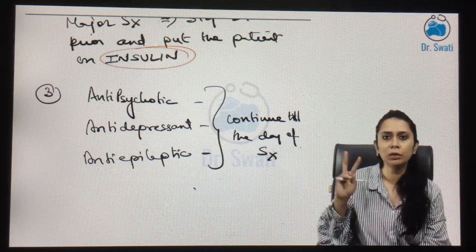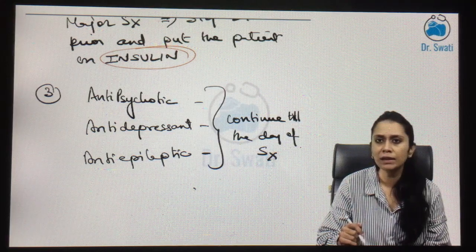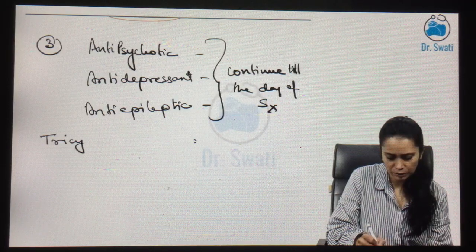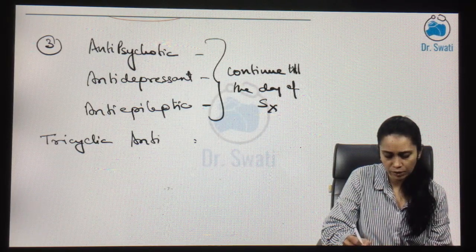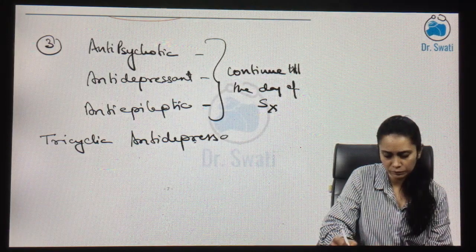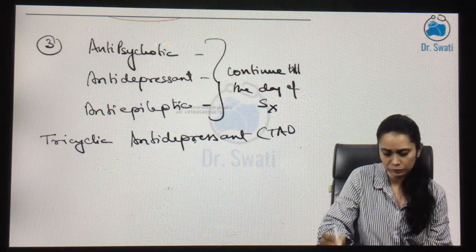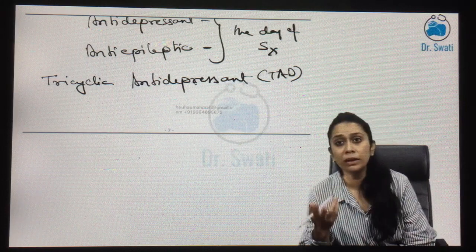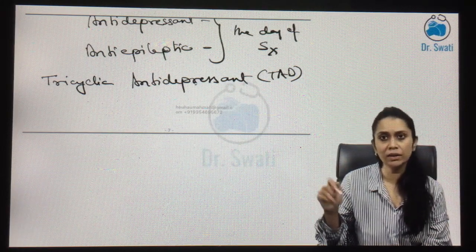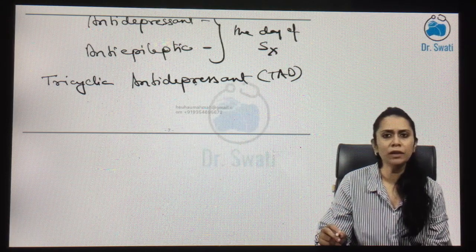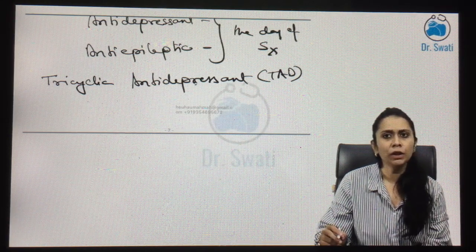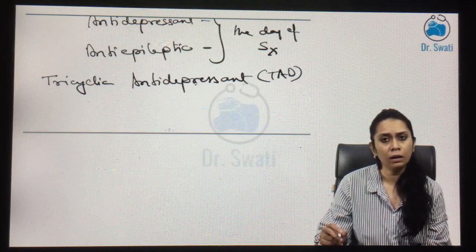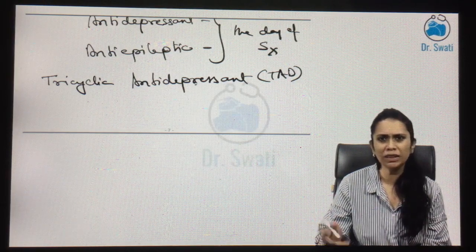Among these group of drugs, there are only two drugs which we have to stop. Tricyclic antidepressant and lithium. Guys, if tricyclic antidepressant remains in the blood, it interacts with our anesthetic agent and can cause arrhythmia, etc. Actually, you will seldom find nowadays a patient on tricyclic antidepressant. If you see one, it has become an obsolete drug.